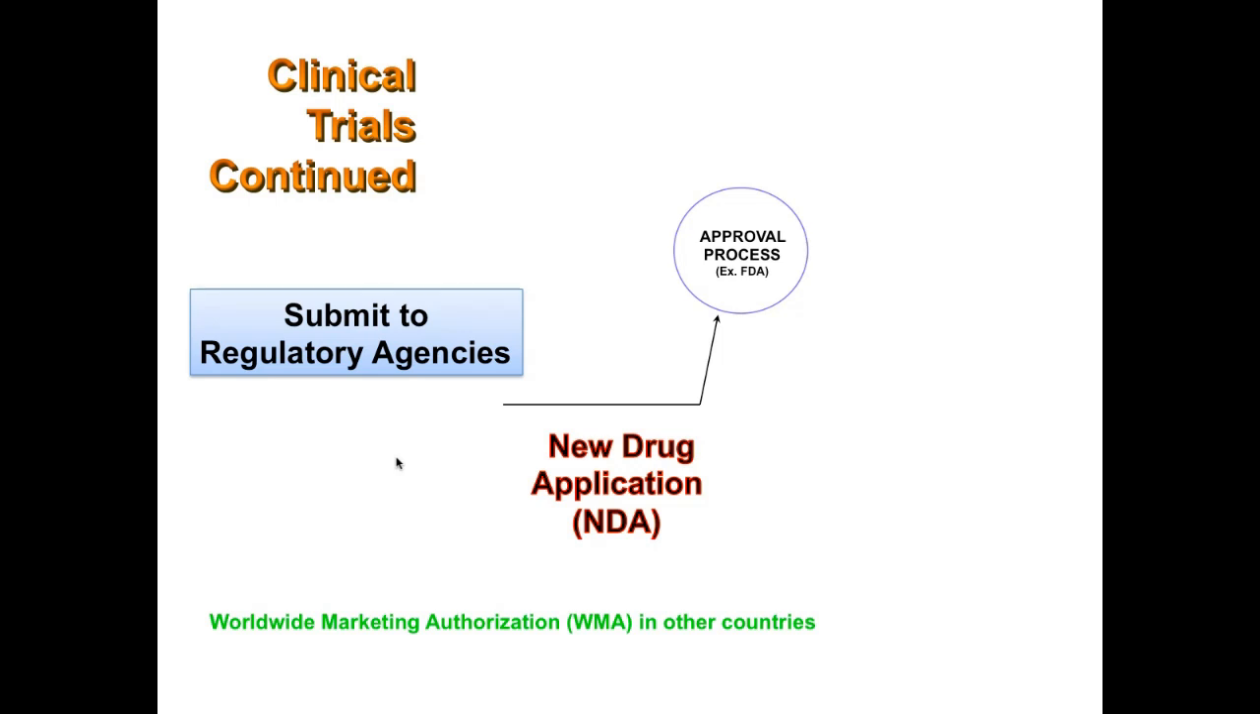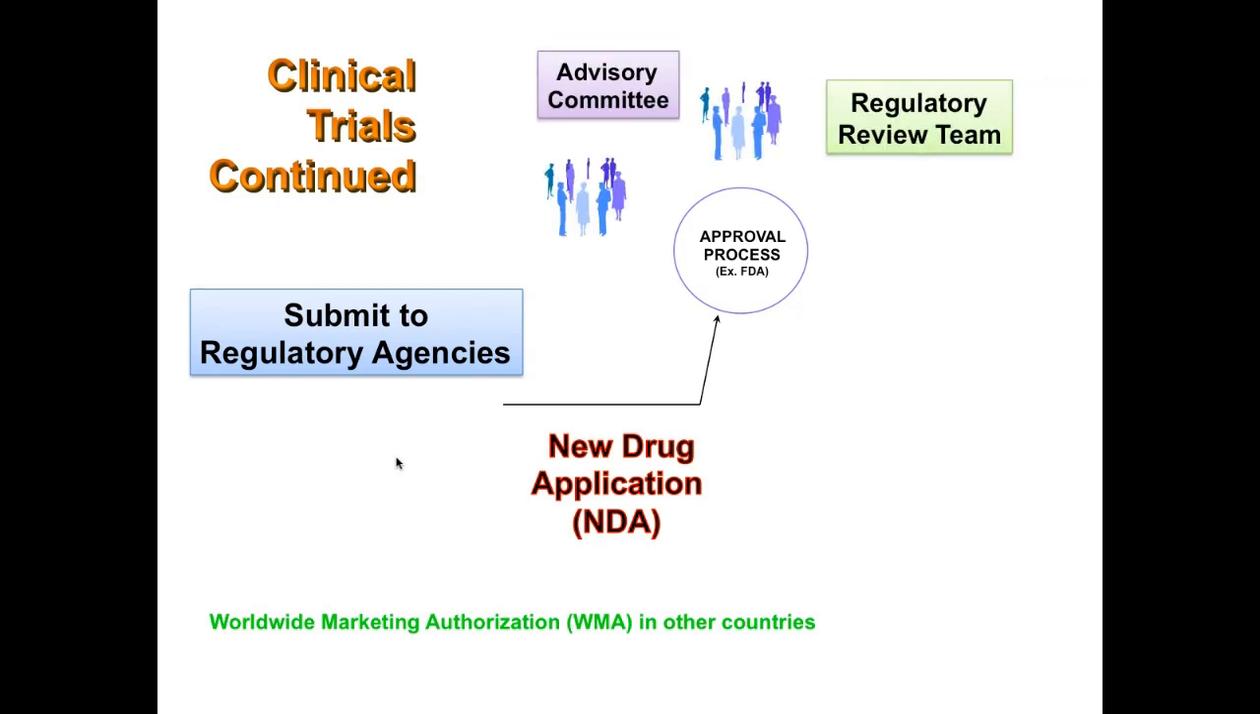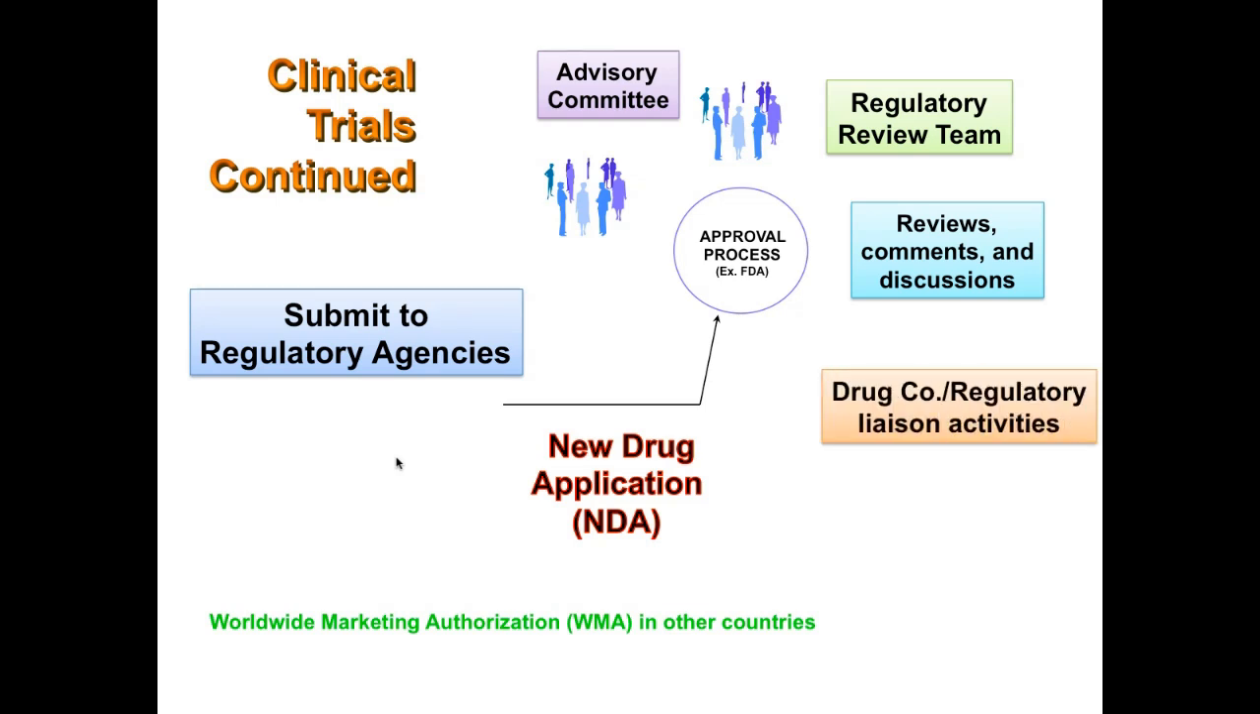New drug application will be given for FDA, and it will have to go through the entire clinical trial data, which will be submitted to the advisory committee. There are regulatory review teams, and they will give their reviews, comments and discussions based on every aspect of that particular molecule. And the drug companies and regulatory liaison activities will be there. And finally, the FDA will give approval for the new drug.